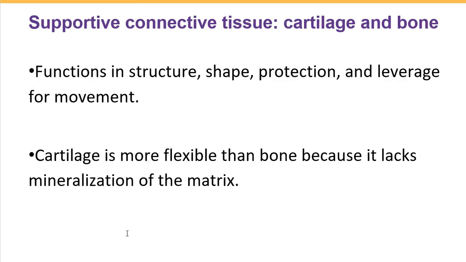Next, let's talk about the supportive connective tissue, which includes cartilage and bone. They are important for giving structure and shape to our body, and for protection. The bone provides leverage for movement, as the muscles connect to the bone. Cartilage is also important in structure and shape, but cartilage is more flexible than bone because the bone matrix is mineralized. It means that calcium and phosphate are deposited on bone, but the cartilage matrix is not mineralized. That's the reason cartilage is more flexible than bone.